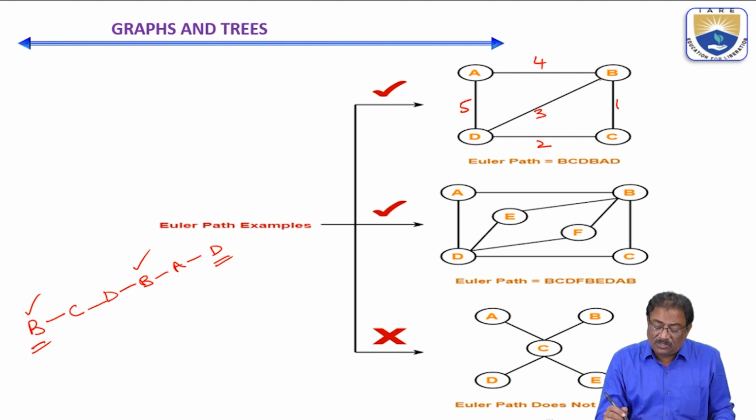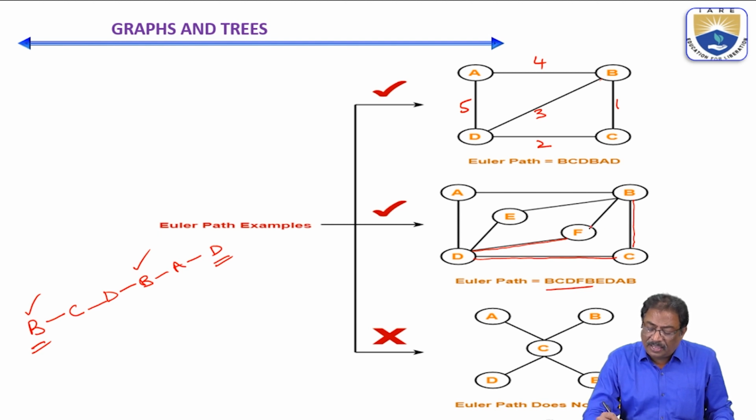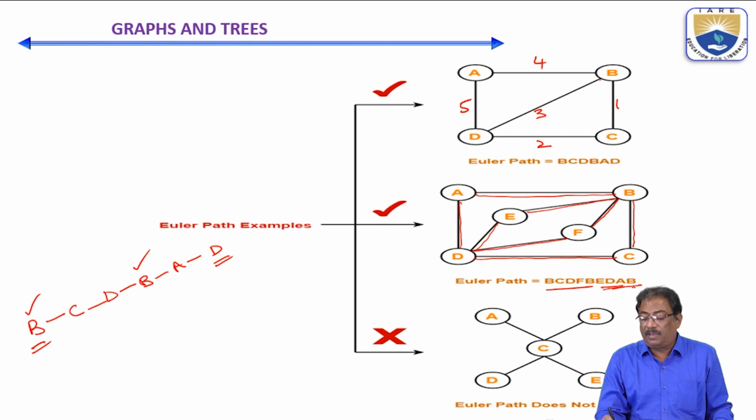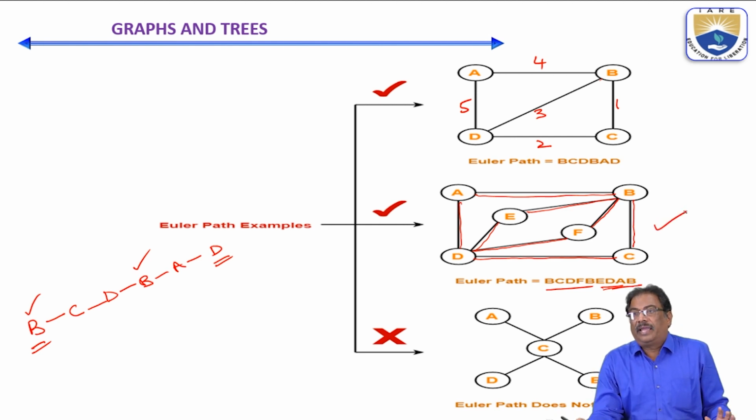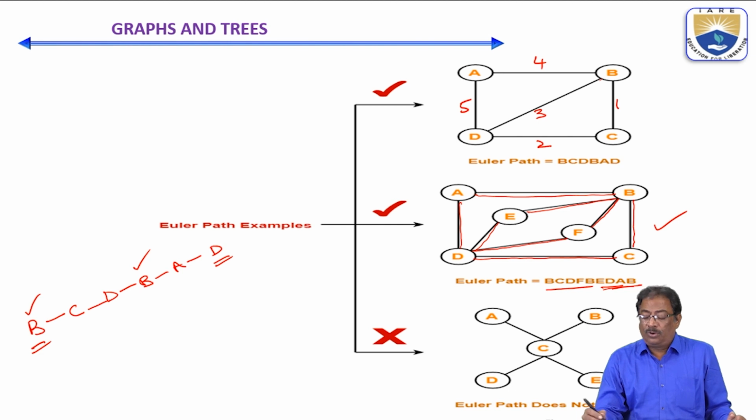Now, another graph. So here, BC, and next CD, and another one is DF, and another one is FB. Okay, next BE, and next ED, and after that DA, then again AB. So all the edges are covered. So we can say that this is also an Euler's path.